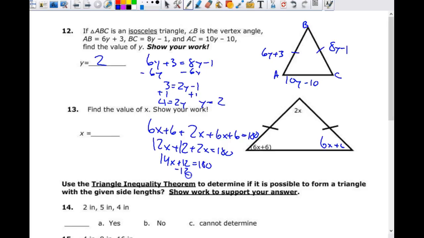Minus 12, and we get, let's see, that's 70, 60, 168. So we have 14x is equal to 168. Now we're going to have to do some division. 168 divided by 14, that's 12. Hey, look at that, it worked out perfectly. 12.